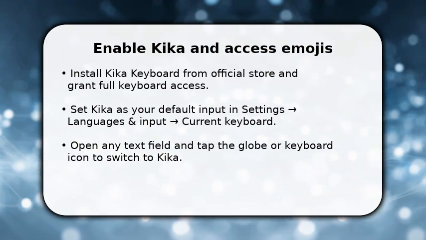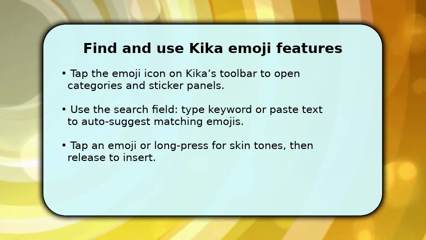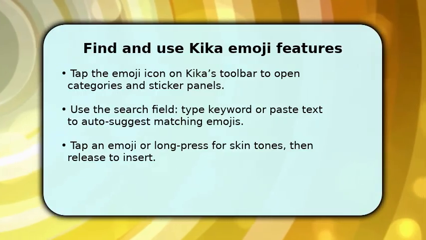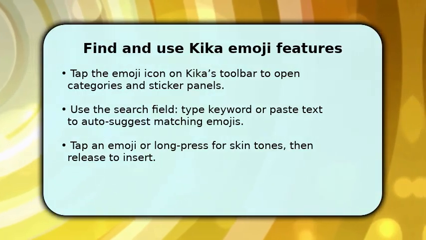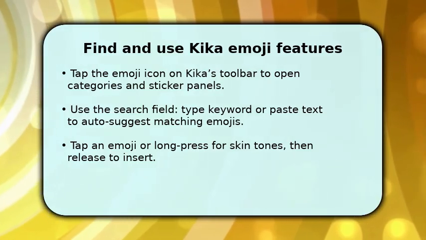You now explore Kika's emoji interface. Tap the emoji icon to reveal categories and stickers. Swipe horizontally to browse. If you want a specific emoji faster, use the search field, type a keyword and Kika will surface matching emojis and emoticons.